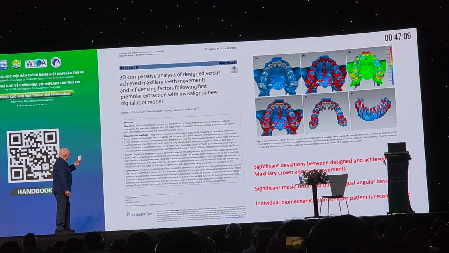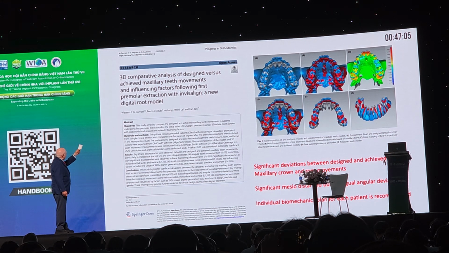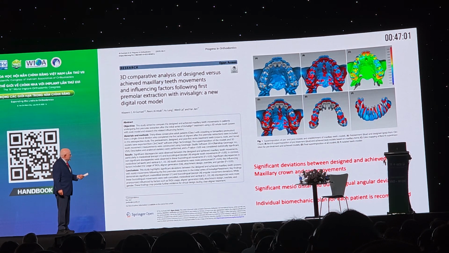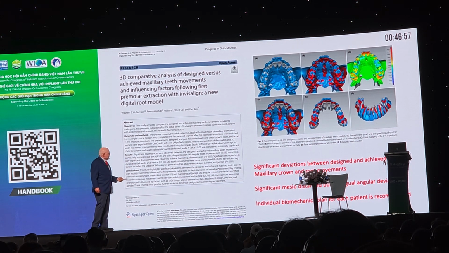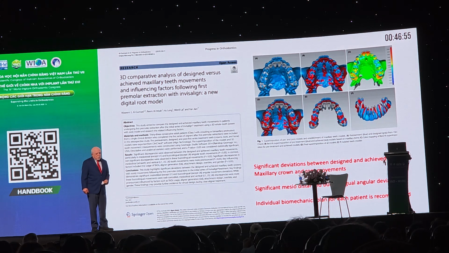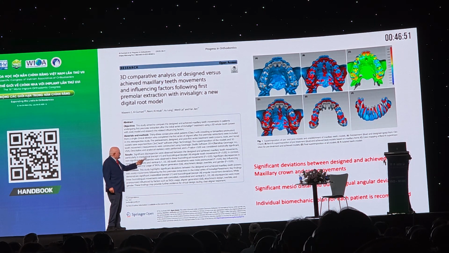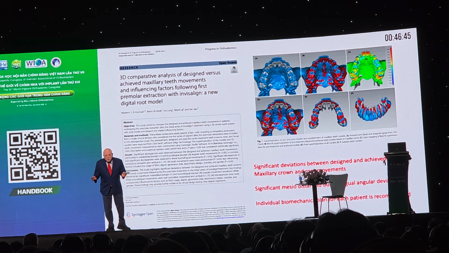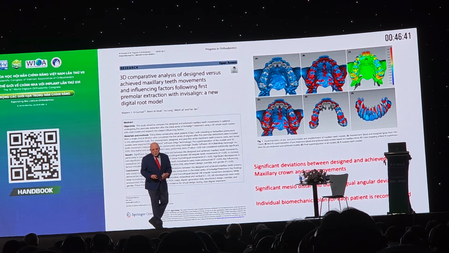This is a study which came out which talks about comparative analysis of design versus achieved maxillary teeth. What do you get? Significant deviations between design and achieved maxillary crown and root movements. They're superimposed. Buccolingual and distal lingual angular deviations. And they recommended an individual biomechanics plan for each patient. But how do you do that? Because you are sending it to a company.